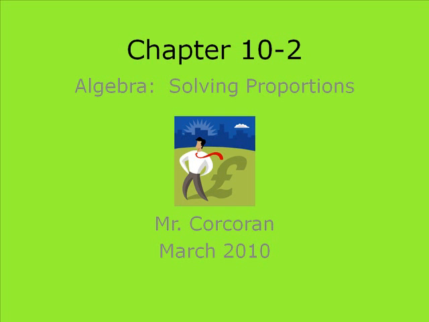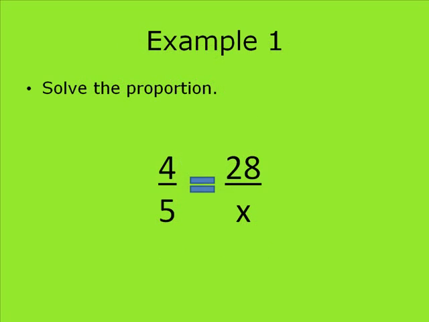Chapter 10-2, Algebra, Solving Proportions. We'll begin with example 1. Solve the proportion 4 over 5 is equal to 28 over x.